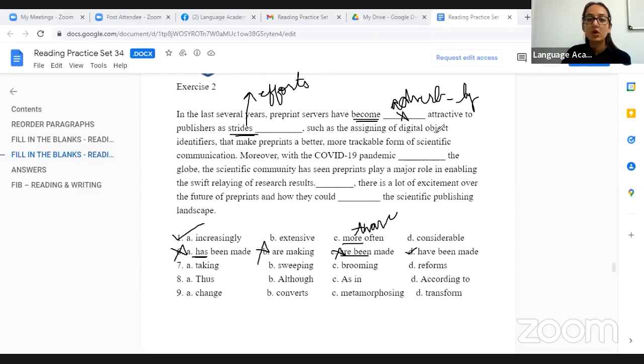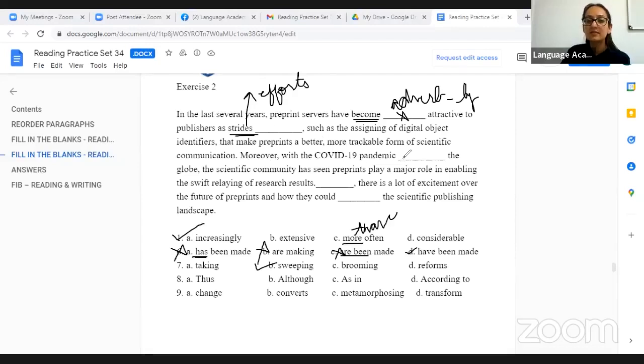Such as the signing of digital object identifiers that make preprints a better, more trackable form of scientific communication. Moreover, with the COVID-19 pandemic blank the globe. So COVID-19 pandemic is taking the globe, sweeping the globe, brooming or reforms. With the COVID-19 pandemic, we cannot say brooming. Brooming is like we broom and mop. Pandemic is not taking the globe anywhere. But yes, we can say pandemic is sweeping the globe. Sweeping word is used when you want to say affecting a lot of people at the same time, having a great effect, an effect at large. Affecting the whole community or the entire globe, everybody, that is called sweeping.